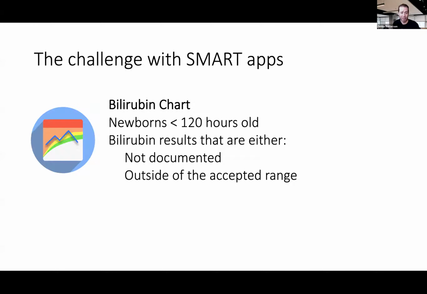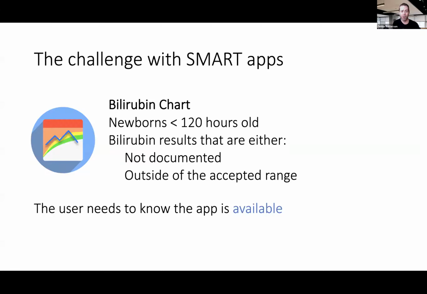So as great and powerful as smart apps are, there's an inherent challenge that comes with smart apps. So let's walk through an example here. Take the Bilirubin chart app developed by Intermountain Healthcare. And this is useful and helpful to clinicians when the patient is a newborn that is less than 120 hours old, and their bilirubin results are either not documented or outside of the accepted range.